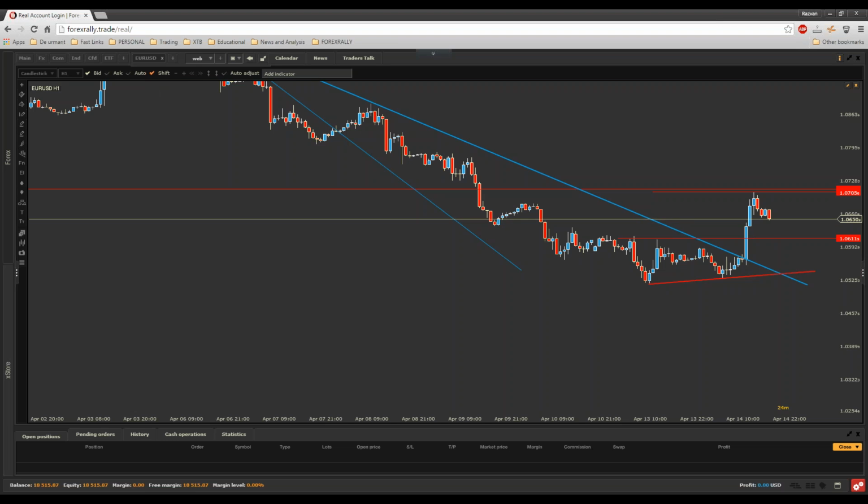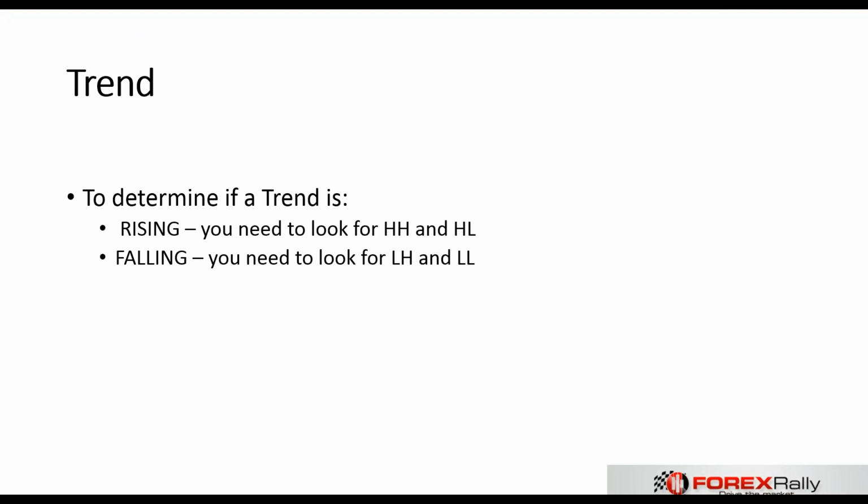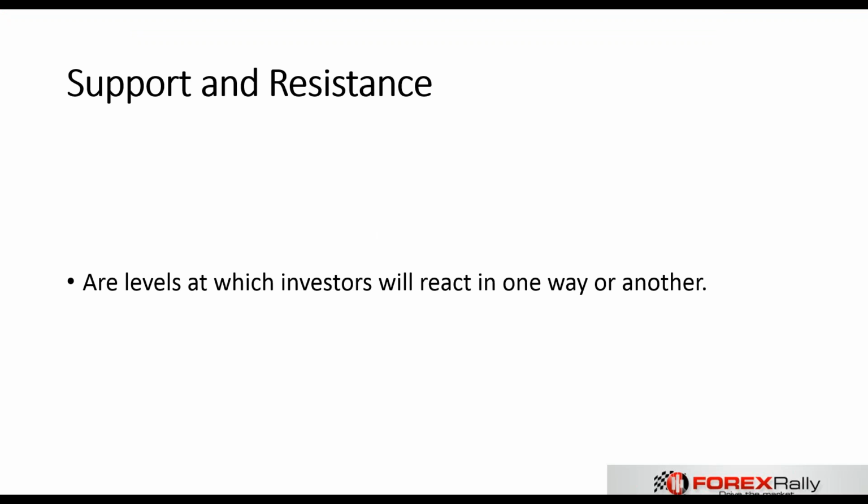Now let's go on, because we have one more subject that I'd like to discuss, and that is support and resistance. Support and resistance are levels at which investors will react in one way or another. Do you remember what I told you about that flame? If you get burned once, you'll be more attentive the second time, third time, and so on. And the example I gave you with Apple, the same thing is happening here to support and resistance.